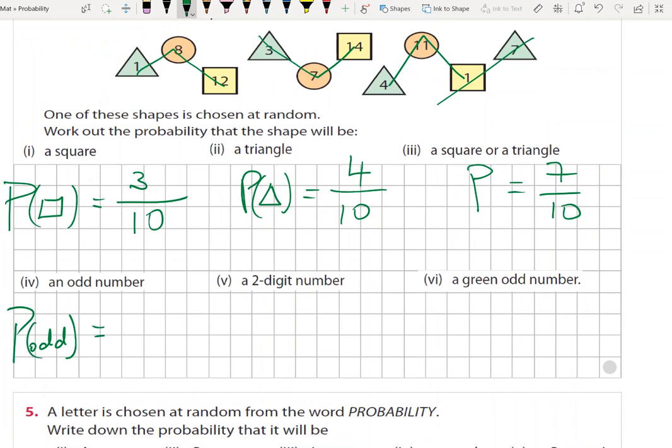The probability of getting an odd number is, we count the events. 1, 2, 3, 4, 5, 6. 6 over 10, which is 3 over 5.